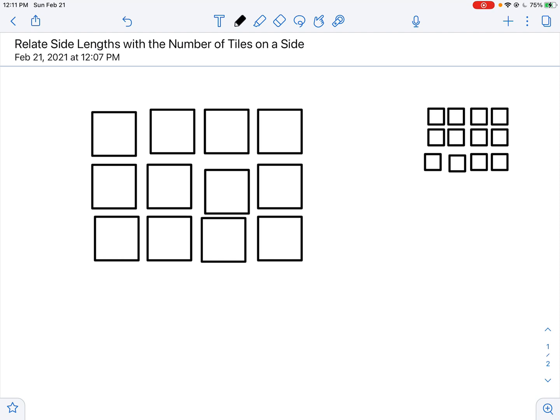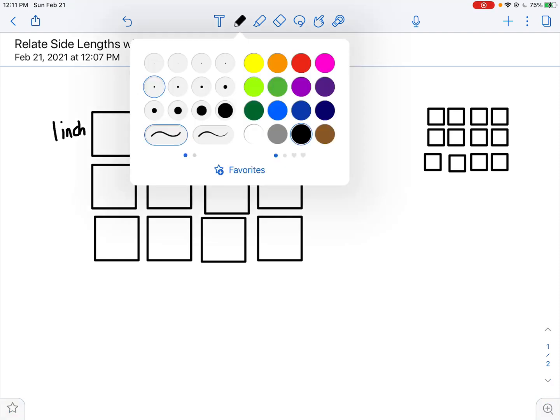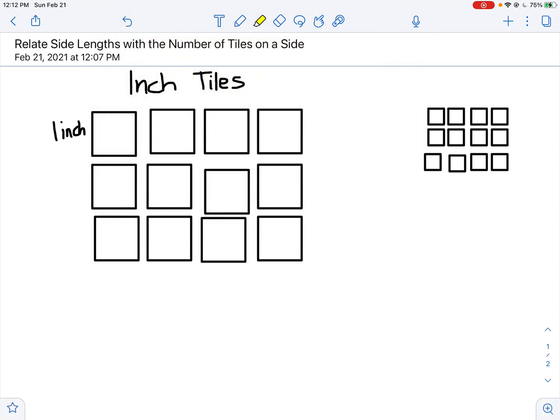And even though this isn't exactly accurate, I'm going to label these as inch tiles here, okay? Which means that each side of our tile is considered to be 1 inch long. So this is a 1 inch square tile. Each side is 1 inch long. So this side is 1 inch, this side is 1 inch, this side is 1 inch, and this side is 1 inch to make a 1 inch square tile.